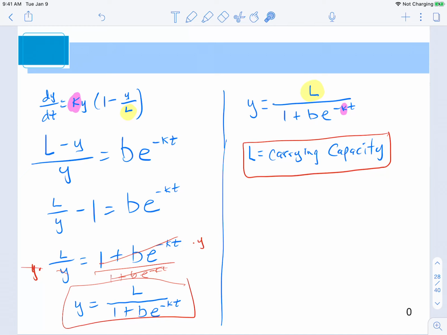carrying capacity. So this is what our solutions are going to look like. And every problem we solve, you're going to see this form. So look for it.